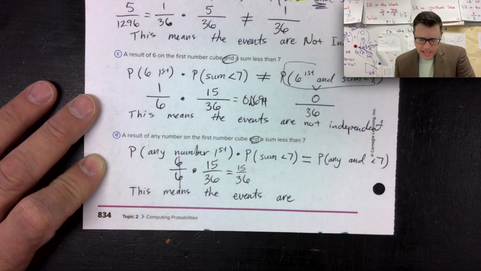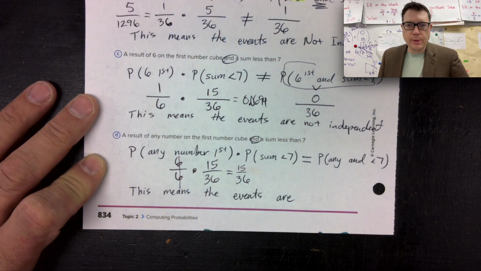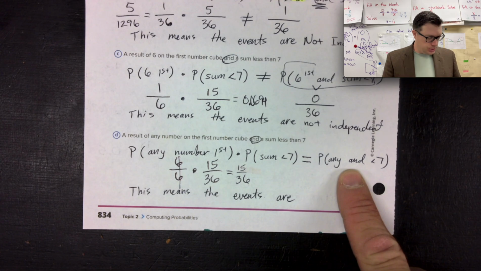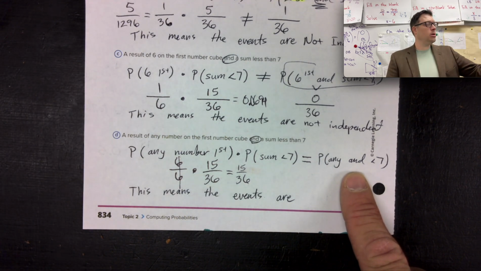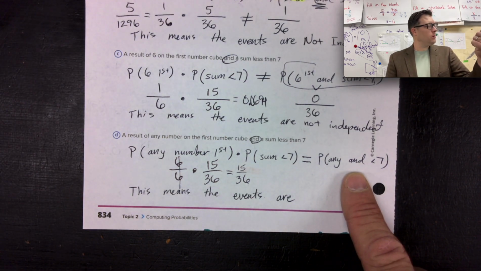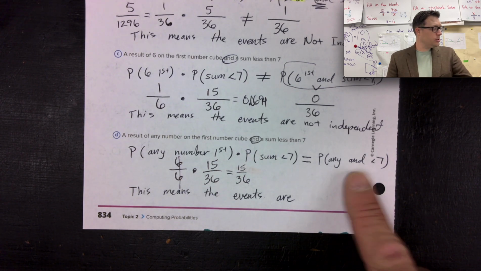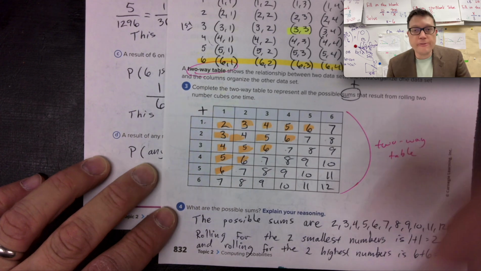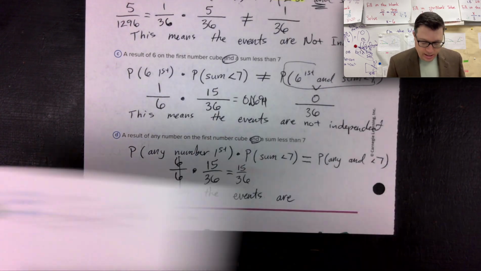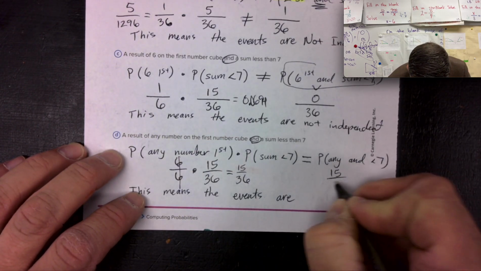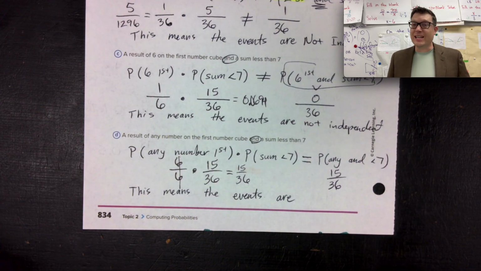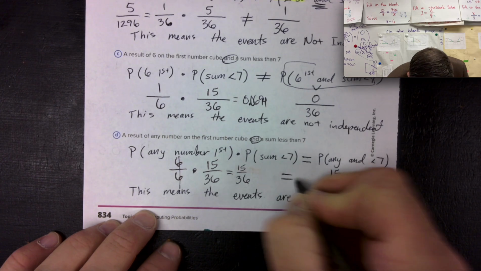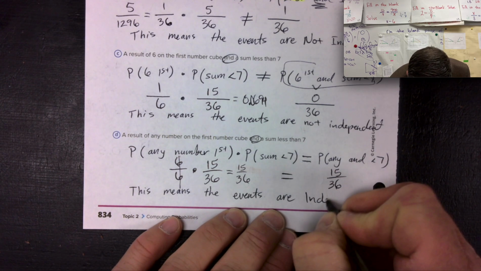Now we need to check whether or not that equals the probability of any number and a sum less than 7. So I have any number out of any number possible, and there are 15 of them that are less than 7 when you add them up. So 15 out of 36, sums less than 7. These are equal. This means the events are independent.